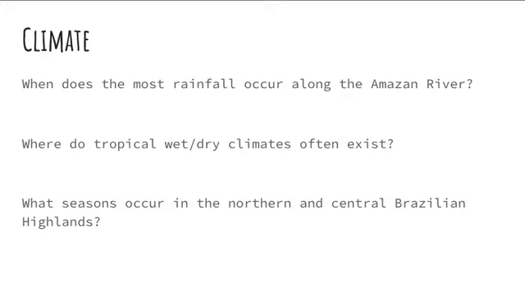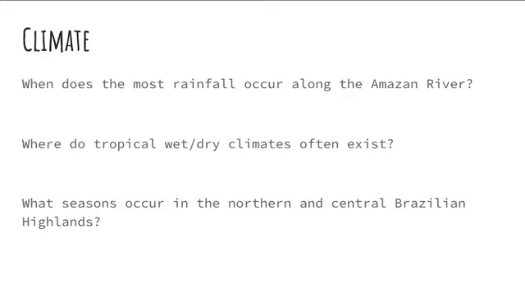So when does most rainfall occur along the Amazon River? That would be during the monsoon season. They experience winds called monsoons that bring a huge amount of rain, 120 to 140 inches per year. That's a crazy amount that I don't think you and I understand. It rains almost every single day during that wet season.